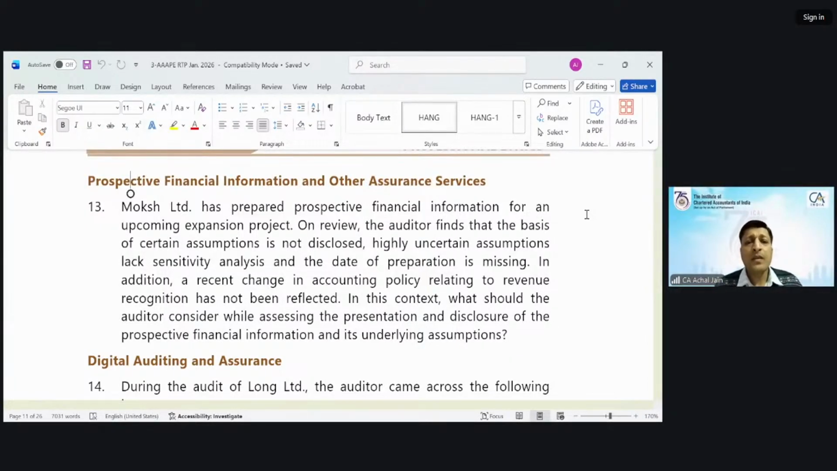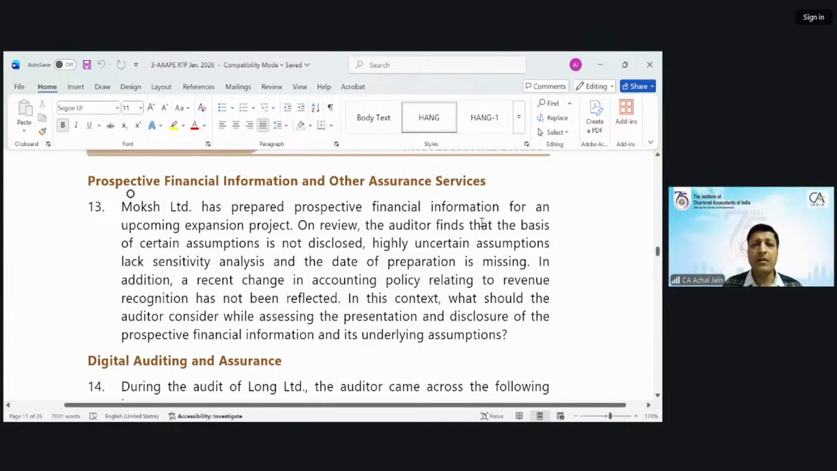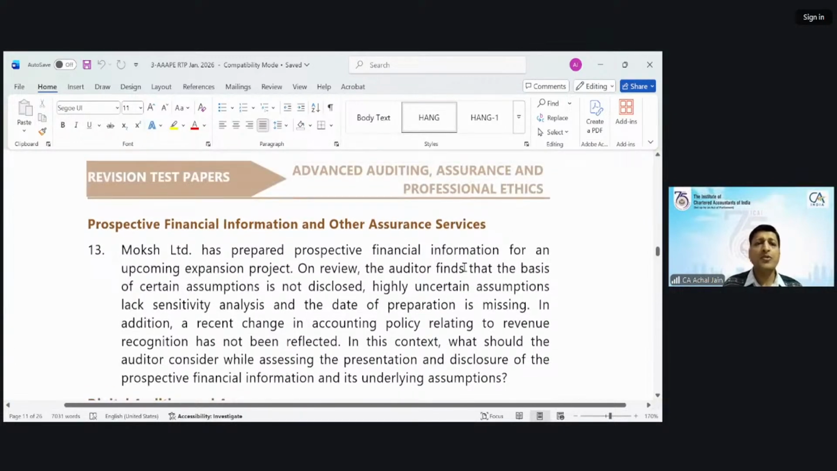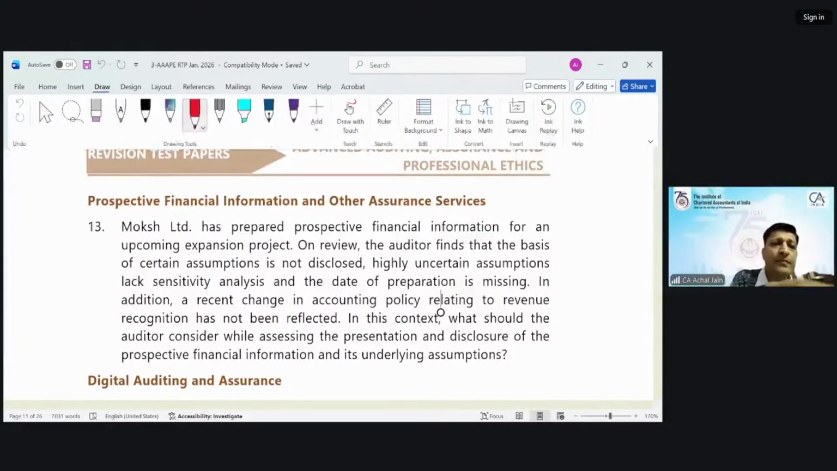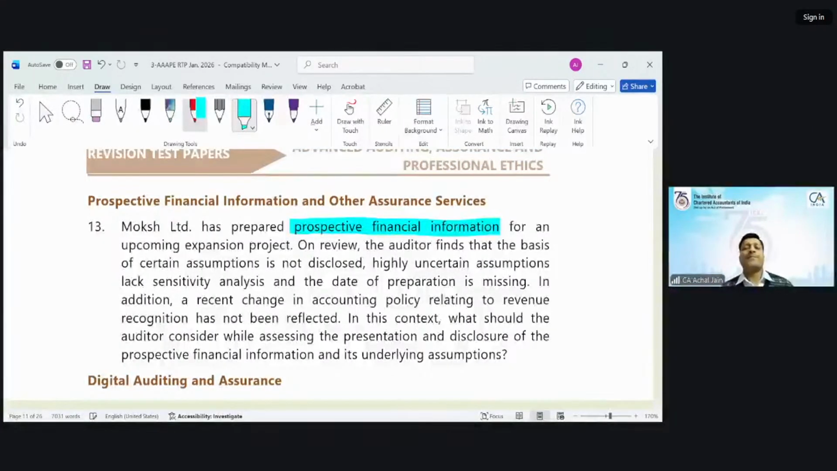Now, in this case, Moksha Limited has prepared prospective financial information for an upcoming expansion project. Okay, so now once again, we are talking about prospective financial information. On review, the auditor finds that the basis of certain assumptions is not disclosed. Highly uncertain assumptions lack sensitivity analysis, and the date of preparation is also missing.